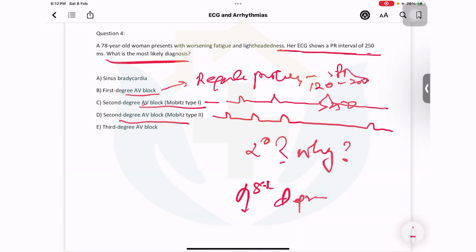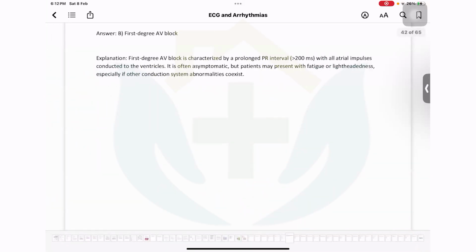I have not drawn QRS, but I have just drawn PP for you. So what is the answer here? Come on. It is first degree heart block. Okay?